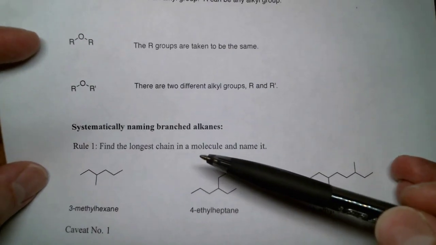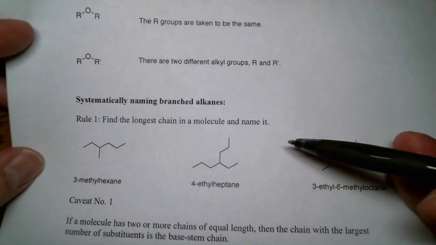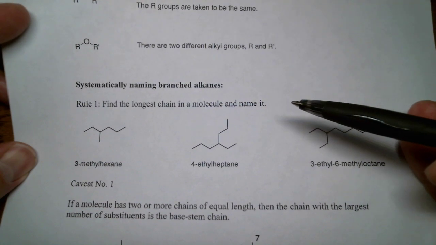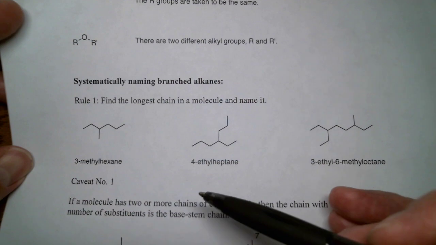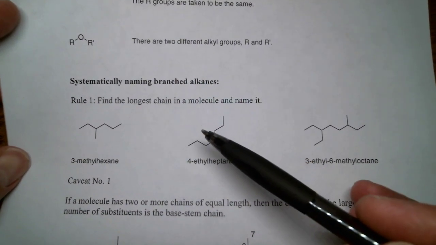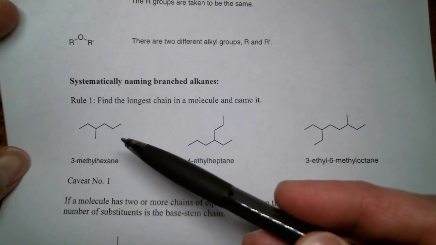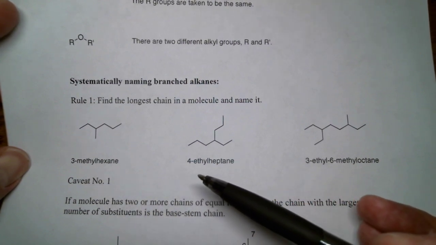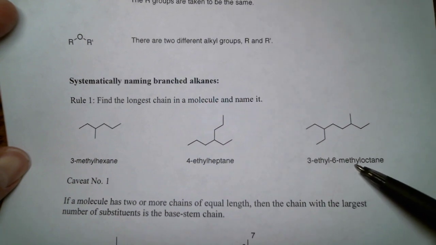So, systematically naming branched alkanes. Finally, we get to the rules, and there are several. You'll have to just bear with me until we get through the entire set of rules. Rule 1, find the longest chain in a molecule and name it. So, for example, here we have 3-methylhexane. We'll tell you how to name the branches on it. Here we have 4-ethylheptane. Here we have 3-ethyl-6-methyloctane.